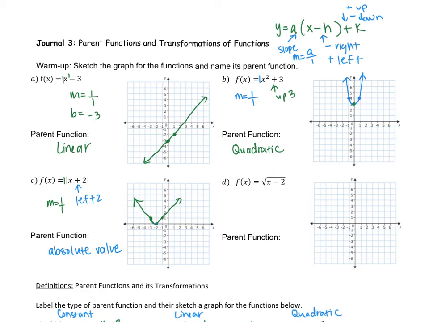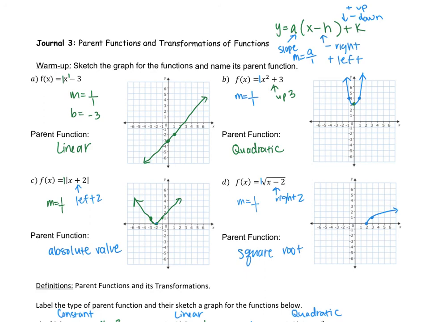So our last one here is a square root function. So I'm going to just write square root. And in this case, I do also have an inside shift. So this says -2. If it's on the inside of the root, this is going to be right 2. So from the origin, I'm going to shift to the right, draw a point there, and it looks like my slope here is also 1. So I'm going to do 1 over 1, plot, and then I'm going to draw my one-sided curve.